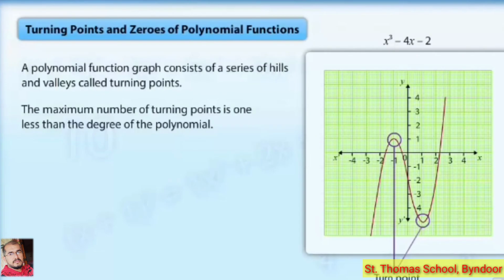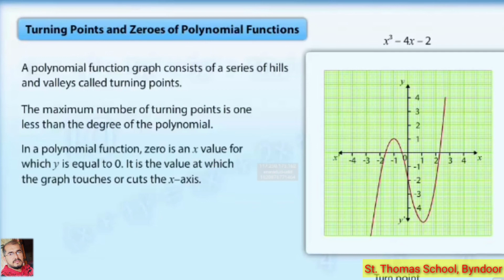A polynomial function graph consists of a series of hills and valleys called turning points. The maximum number of turning points is 1 less than the degree of the polynomial. For example, if the degree of the polynomial is 3, the graph would have a maximum of 2 turning points.